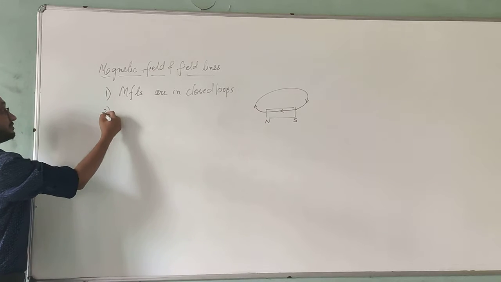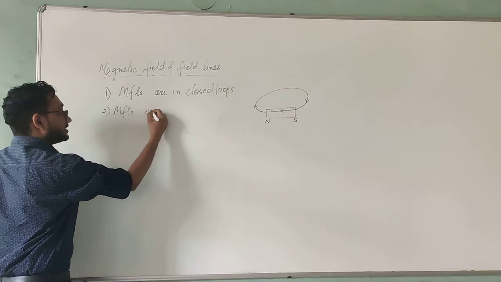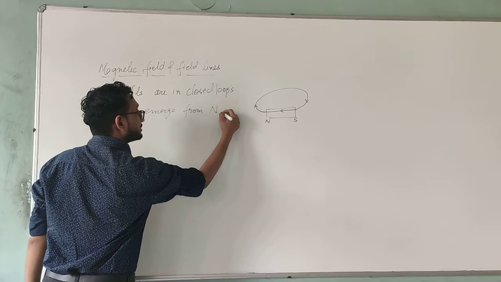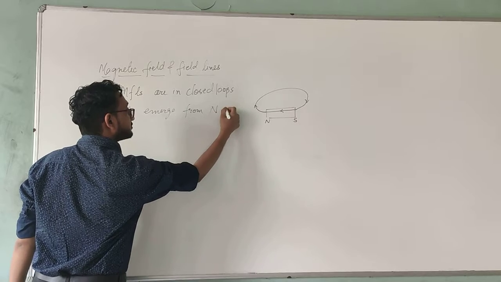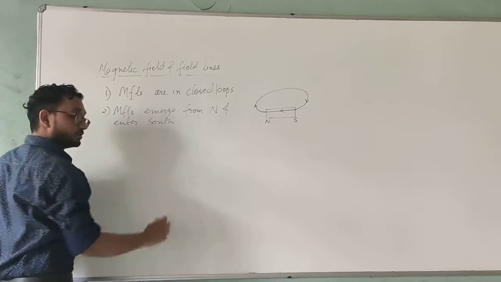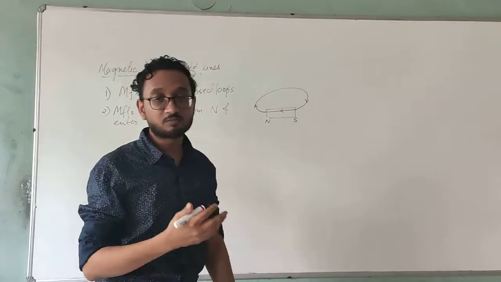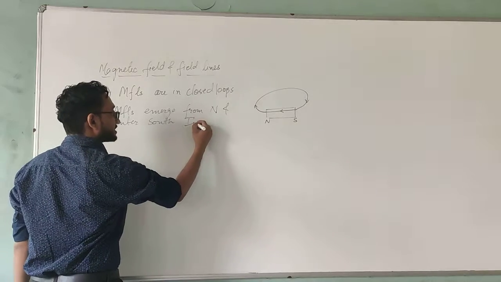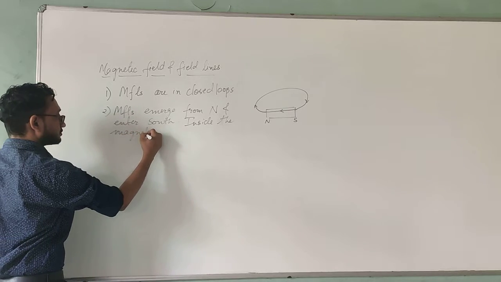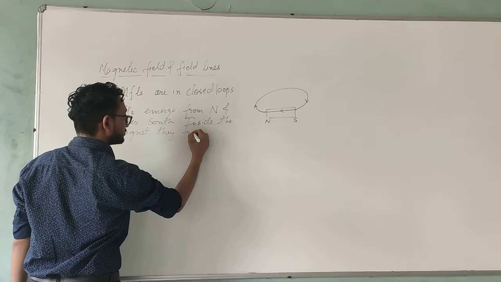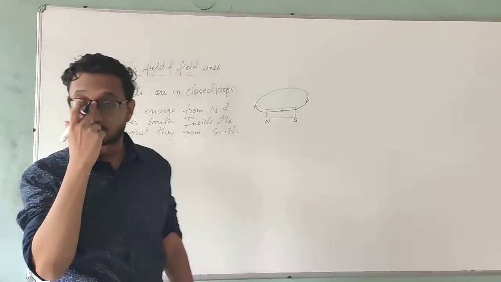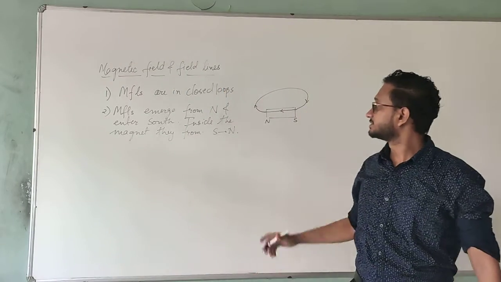And the next point is, magnetic field lines emerge from the north pole and enter the south pole, but inside the magnet they move from south to north. I hope this is clear to you, students. A simple diagram.